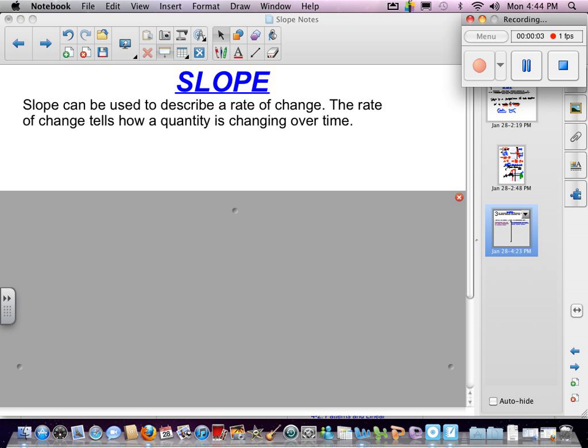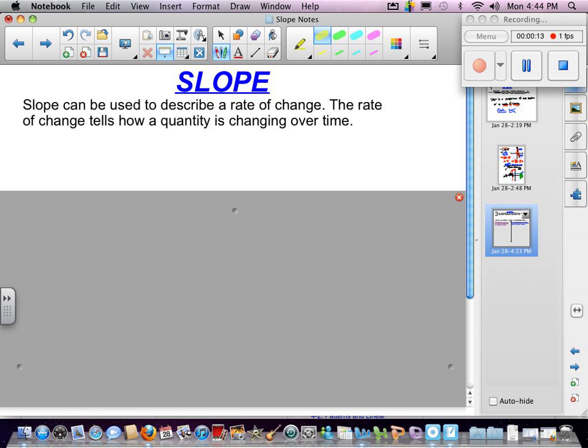Alright, this is a lesson about slope and rate of change. And you see right here it says slope can be used to describe a rate of change. And that rate of change is important. The rate of change is going to tell us how a quantity is changing over time. So you might have things, for instance, such as the amount of money a waitress earns is dollars per hour. Okay, so the quantity would be the dollars, the time would be the hours.